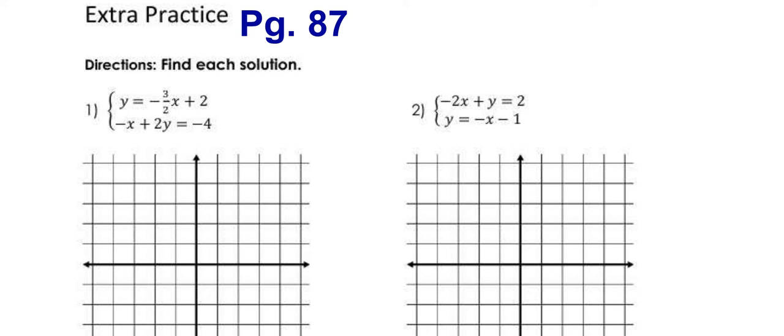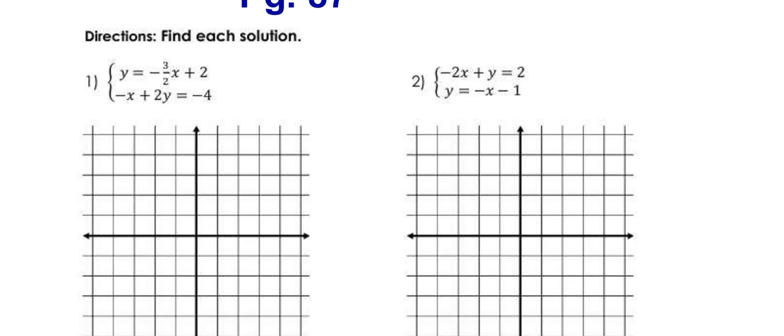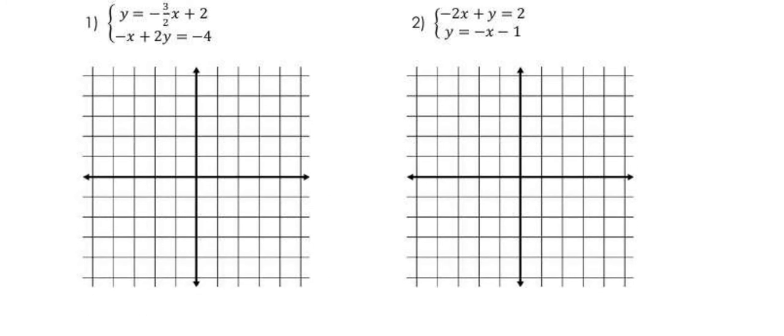So I'm going to do 1 and 2 on this page, and then the next 2 on the next page for inequalities. So first, remember, we want to look and see what format the equations are written in. In number 1, the first equation, y equals negative 3 over 2x plus 2, is in slope-intercept form. So I know the information I need is m and b. My m is negative 3 halves, and my b is 2.